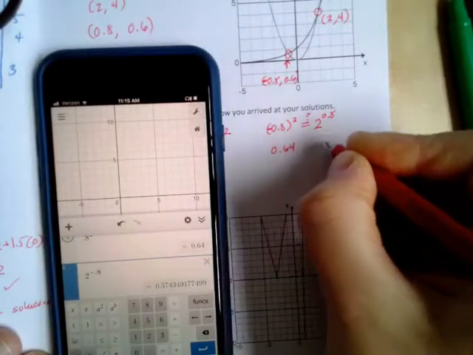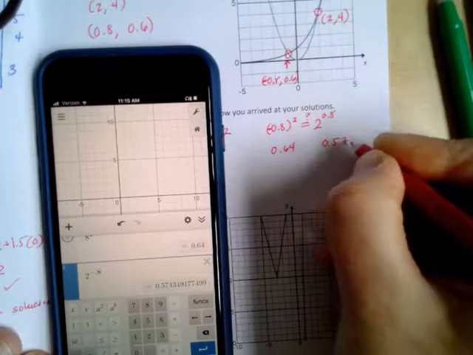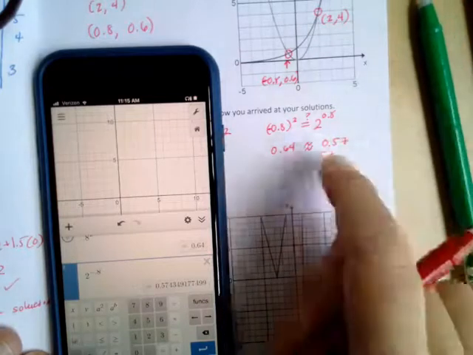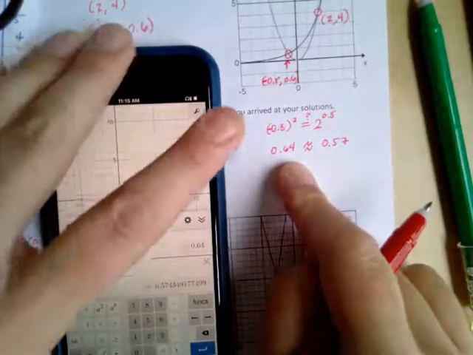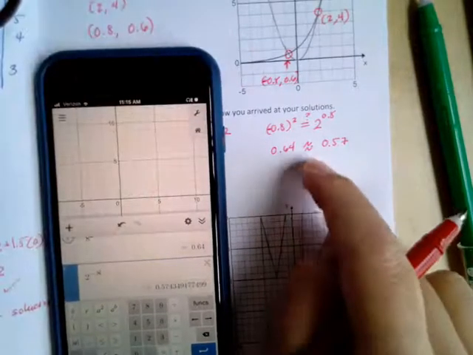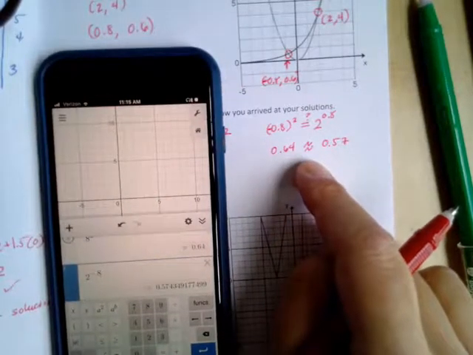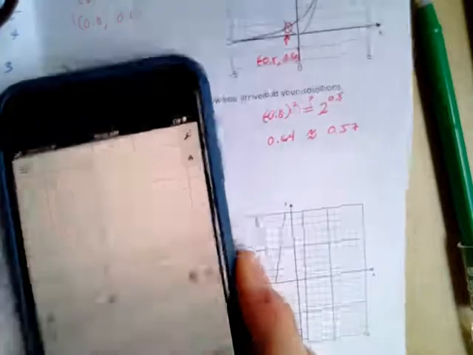They are not equal to each other, but they're close enough that I can guess there probably is a solution there. How we would actually go about finding the solution is a separate topic we're going to be talking about, called logarithms and exponentials. But our goal right now is just to be able to use graphs to find solutions.